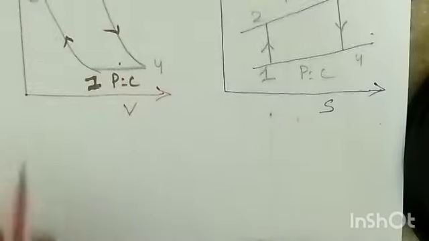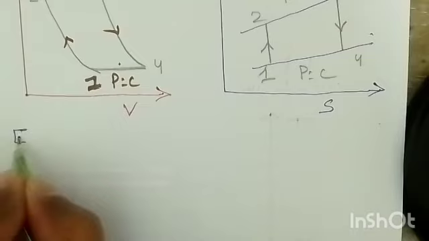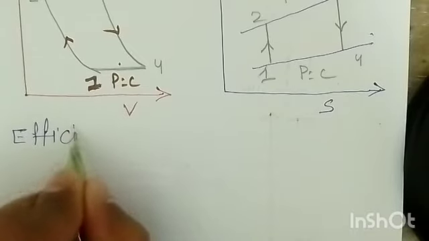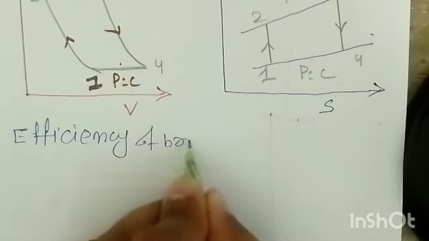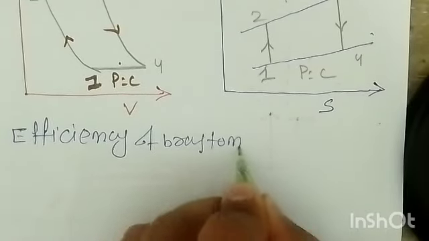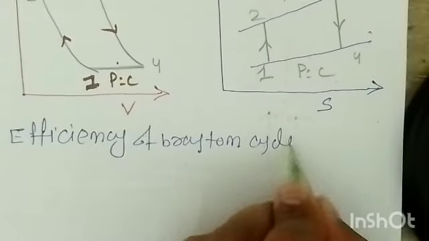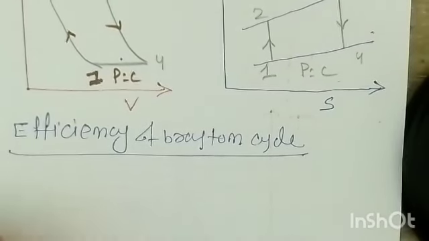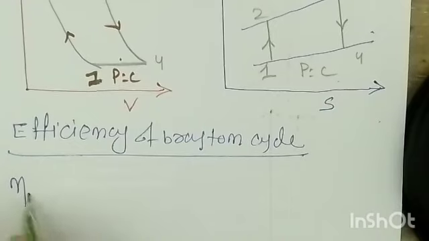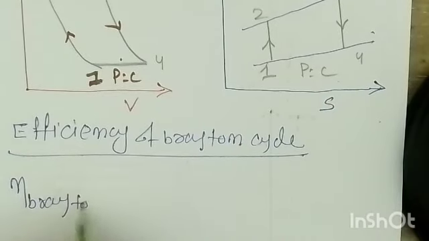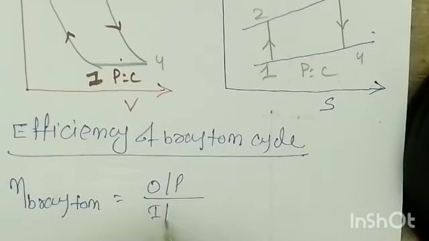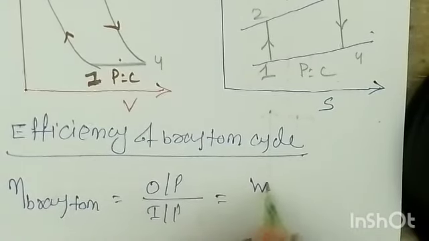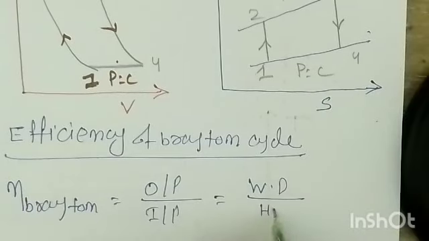In continuation, you can write that efficiency is nothing but the performance of the Brayton cycle, right? Efficiency of the Brayton cycle. Efficiency you denote by eta. So eta Brayton is equal to output by input. Output is what? Output is nothing but the work done, and input is the heat supplied.